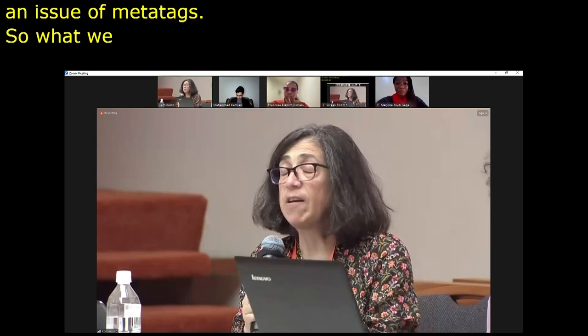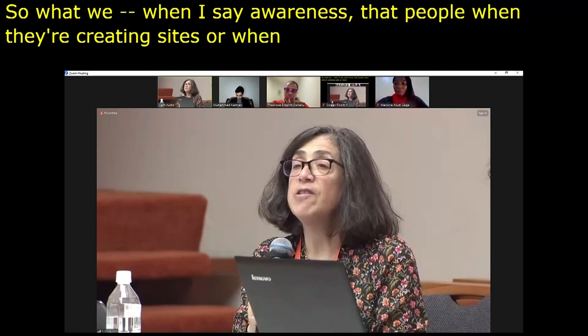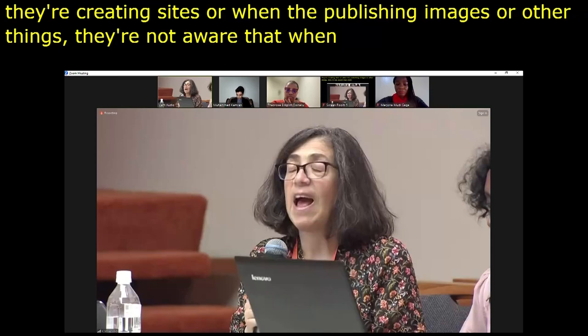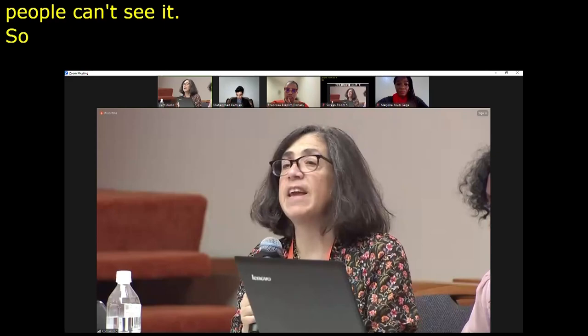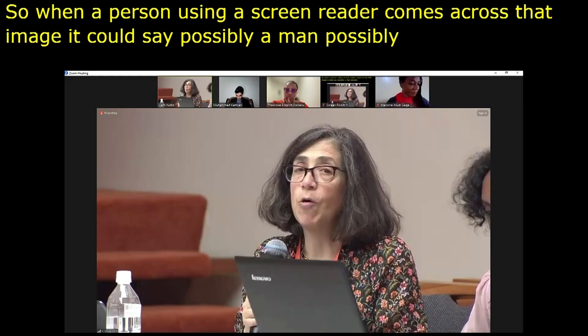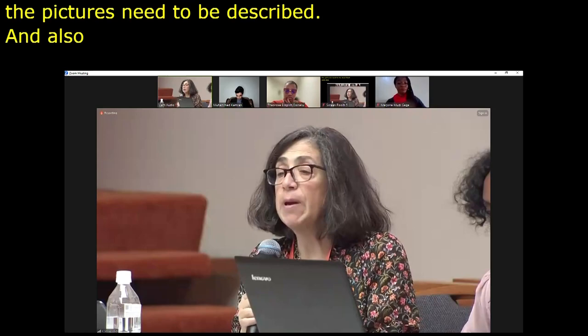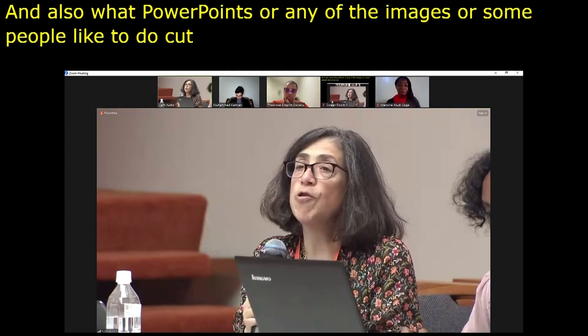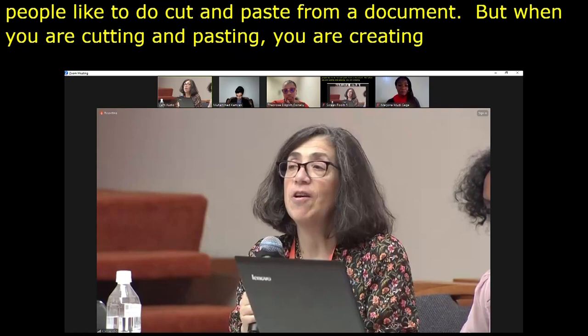publishing images or other things, they're not aware that when they take an image and put it, that people can't see it. And so when a person using a screen reader comes across that, it'll just say image, or it may say possibly man, possibly with a dog, possibly who. And so all the pictures need to be described, and also PowerPoints or any of these images, or some people like to cut and paste from a document, but when you're cutting and pasting, you're creating an image, and then it makes an accessible document inaccessible. So you have to be aware that you have to save the documents.